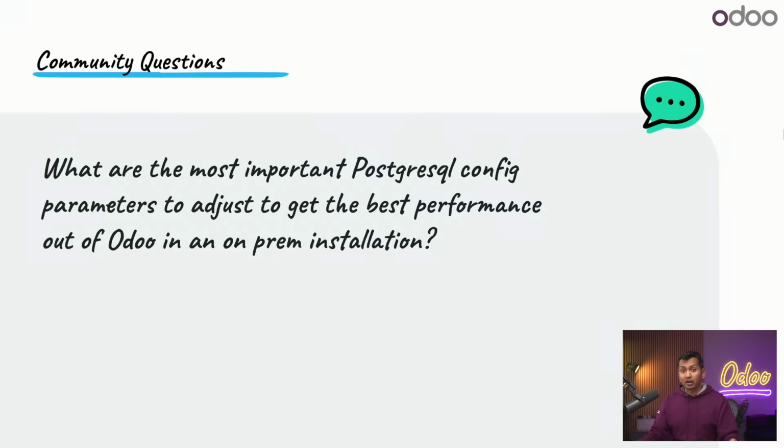Then connection, parallelism and SSD tweaks. This is something that you also want to look at. When it comes to connections and parallelism, parameters like max connections, max worker processes, and max parallel workers per gather are the important parameters.